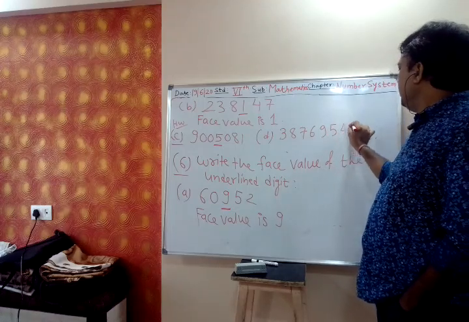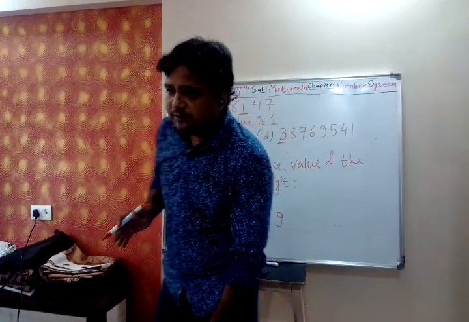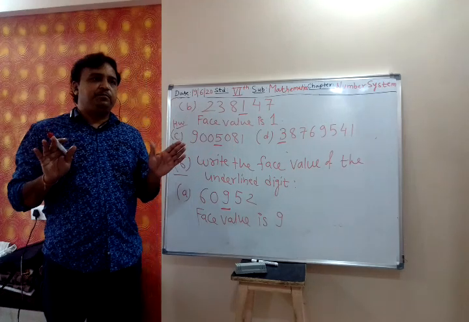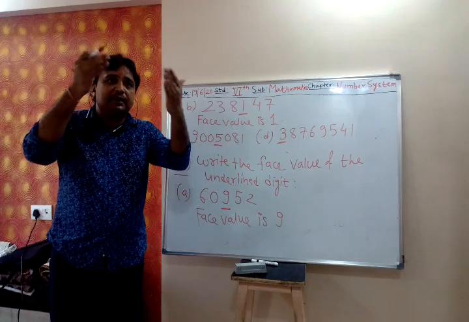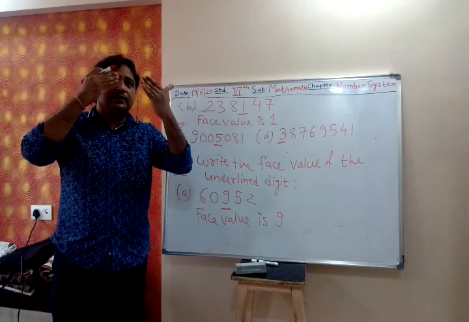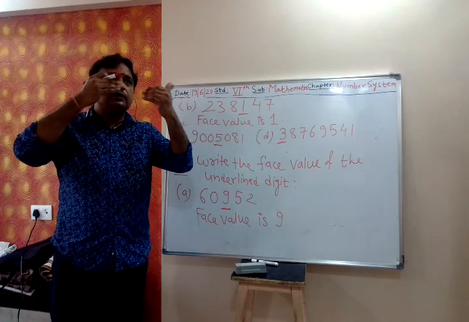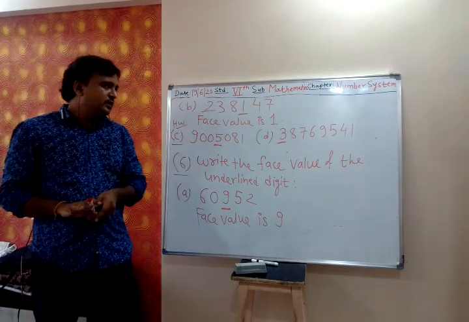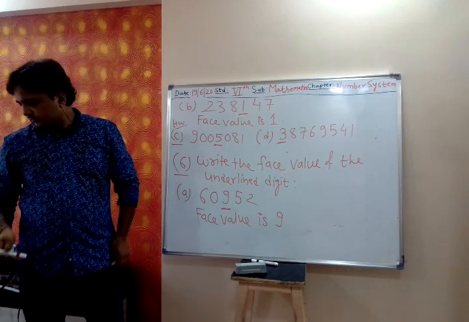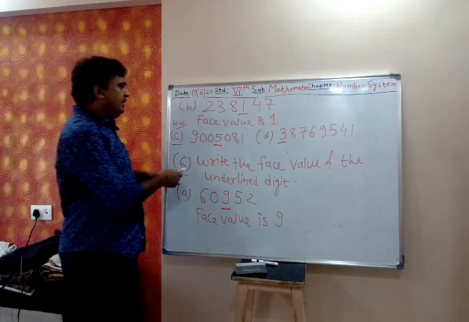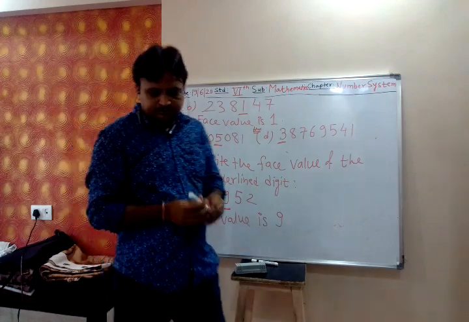69541. Underlined digit is 3. So face value of any digit remains the same. Face value is same as mirror image value. Our size of face remains the same in the mirror. So face value of any digit remains the same. Now C and D are homework.